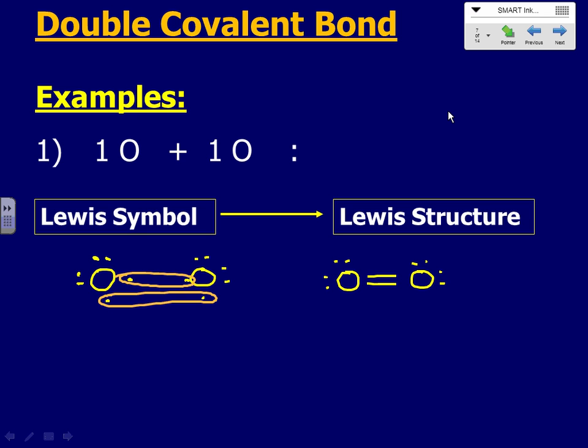Not too stressful? This is, as it states there, called a double covalent bond. And how many electrons are in that little symbol with the two lines? There's 4 electrons in that symbol. Oh, I never did tell you why it's called covalent.